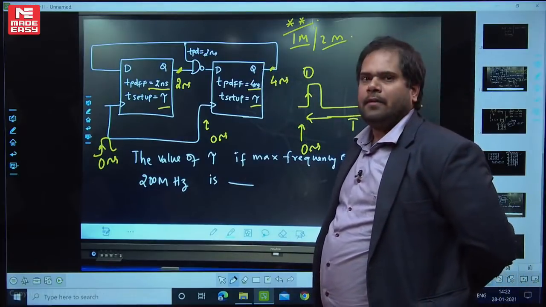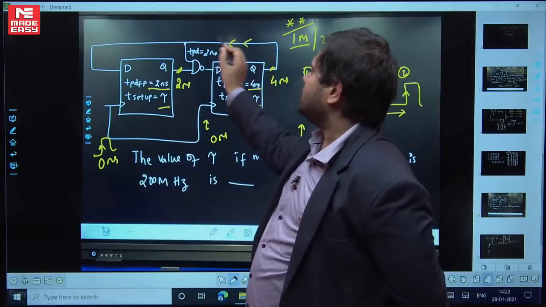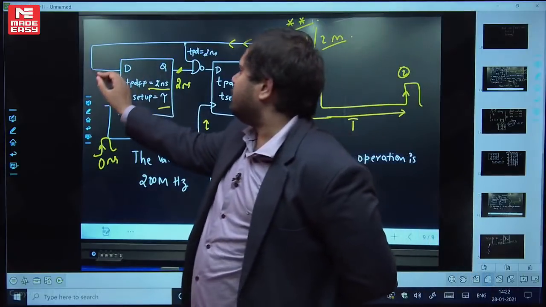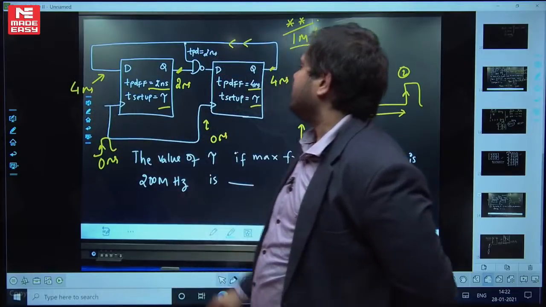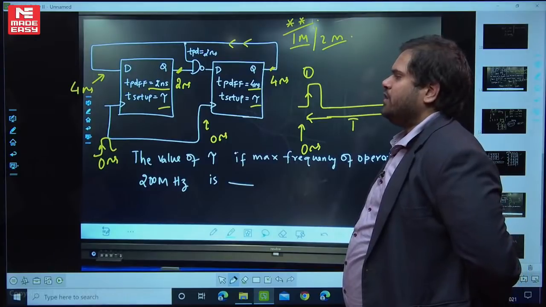Clear? What is happening? The same output is going here. Understood? The same output is coming here at 4 nanoseconds, please. This fellow is only coming at 4 nanoseconds. Clear? The same fellow is coming at 4 nanoseconds.